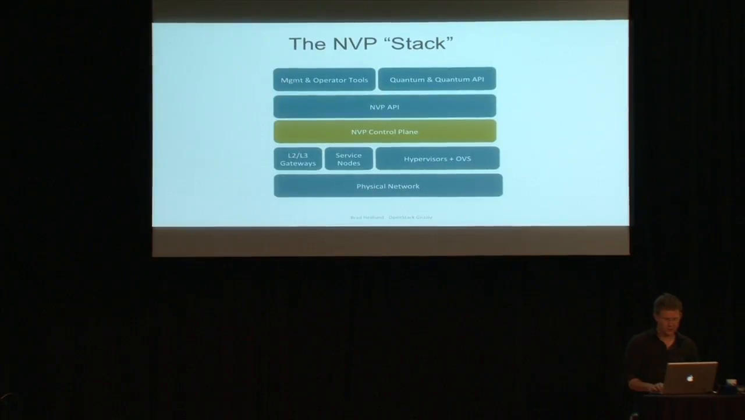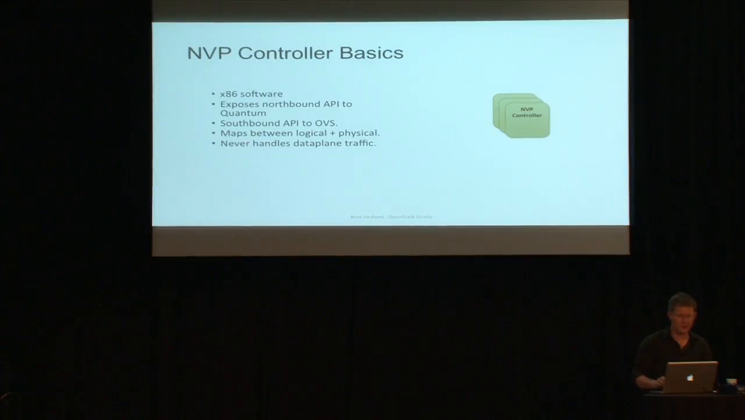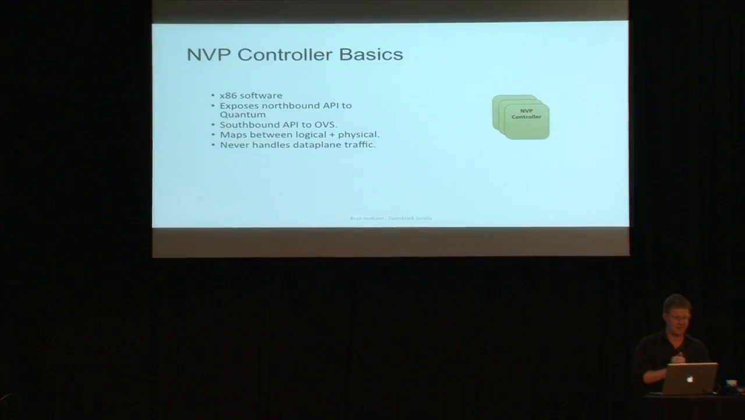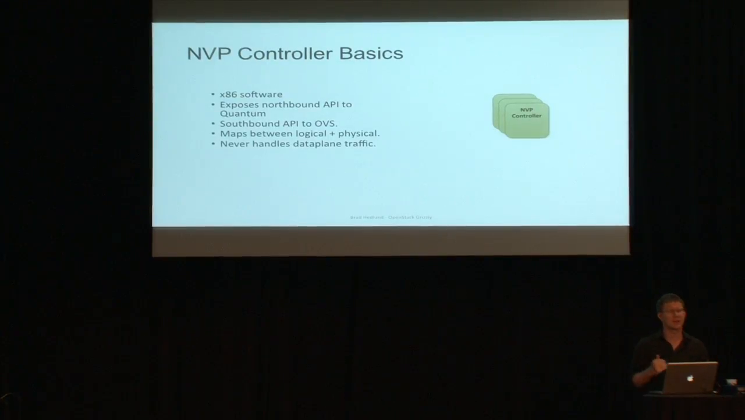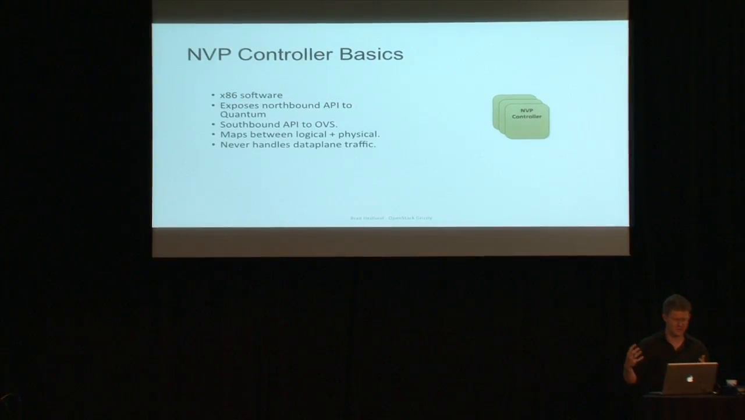Okay, now on to the cool stuff, the control plane. So NVP controller, just some basics. It's x86 software, runs on Linux. It's built with a lot of distributed systems knowledge for high availability, for scale out. We'll talk more about that in a minute. It exposes a northbound API to a management system like Quantum. It uses a southbound API like we just saw to talk to Open vSwitch.